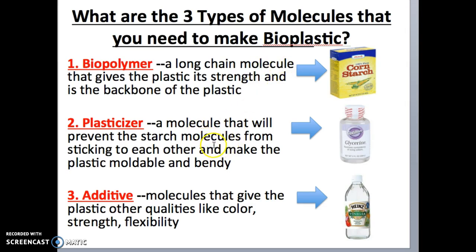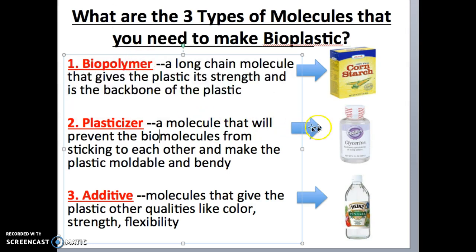A plasticizer is a type of molecule that prevents the larger polymer molecules, or the biomolecules, from sticking to each other, so you don't want them to become a clump. It also helps the plastic become more moldable and bendy. The third type of molecule you would add are additives, and these are molecules that give the plastic other qualities like color, strength, and flexibility. There's a whole range of additives we can add. One of the main ones is vinegar and water, and so you will also be adding those as well.